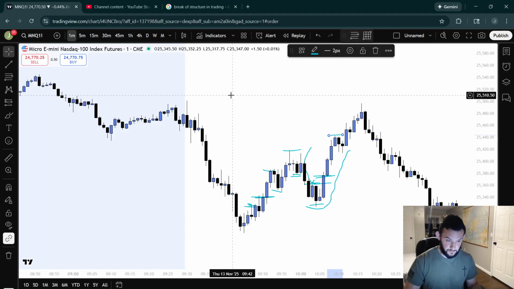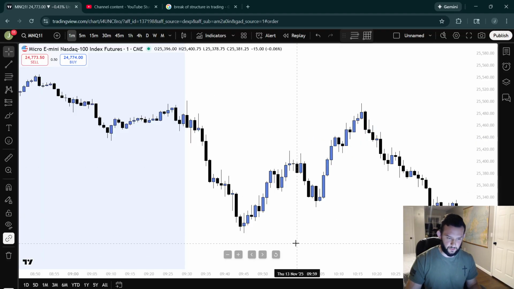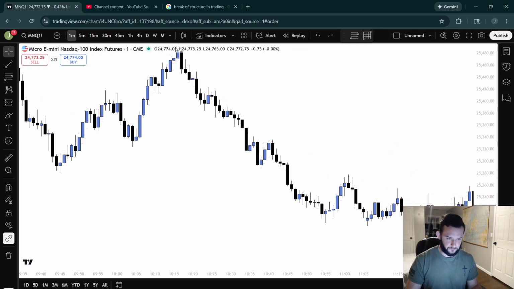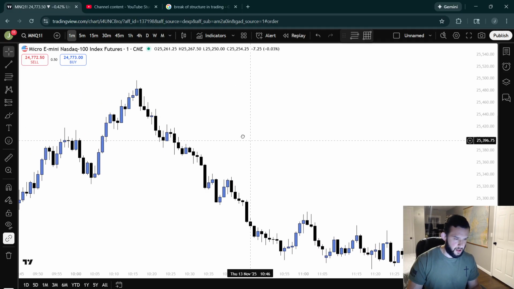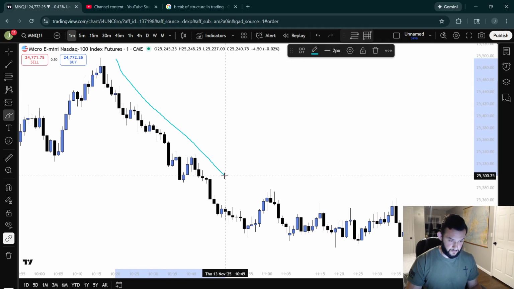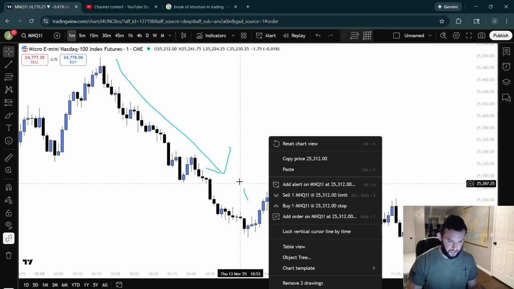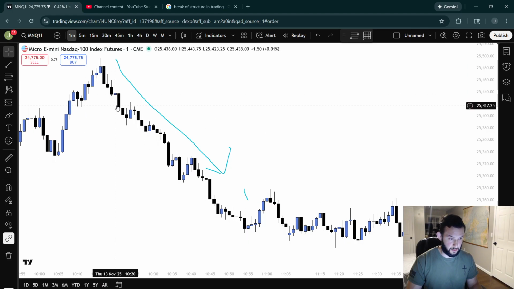So again, let's go a little bit quicker on this to understand what's going on. So again, we're going down. We'll move over a little bit to the left or to the right. We're in a downtrend down here, right? Market's going down this way. We continuously are making lower highs and lower lows.